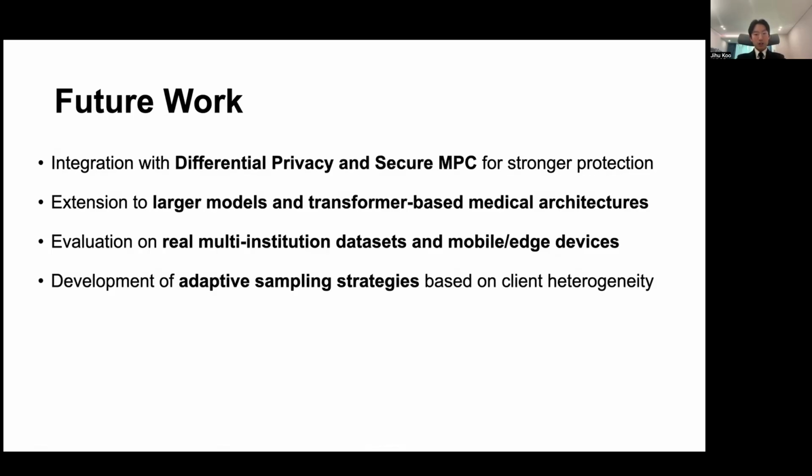Future directions include integrating stronger privacy protections such as differential privacy and secure MPC, extending SFSFL to larger models and more transformer-based architectures, evaluating performance on real multi-institution datasets, and also developing adaptive sampling strategies that adjust to client heterogeneity.